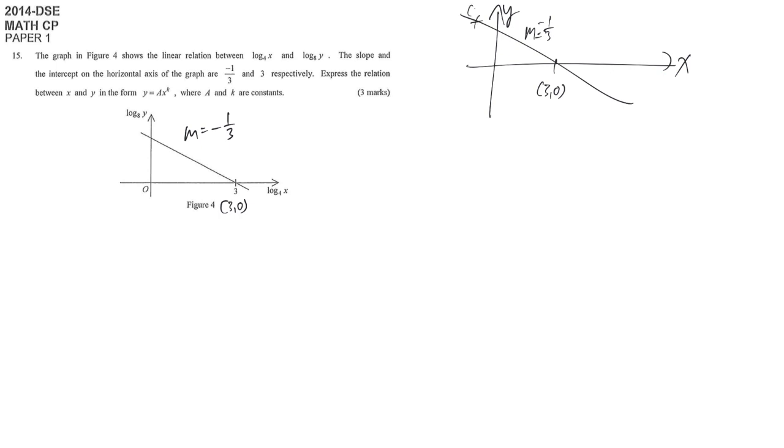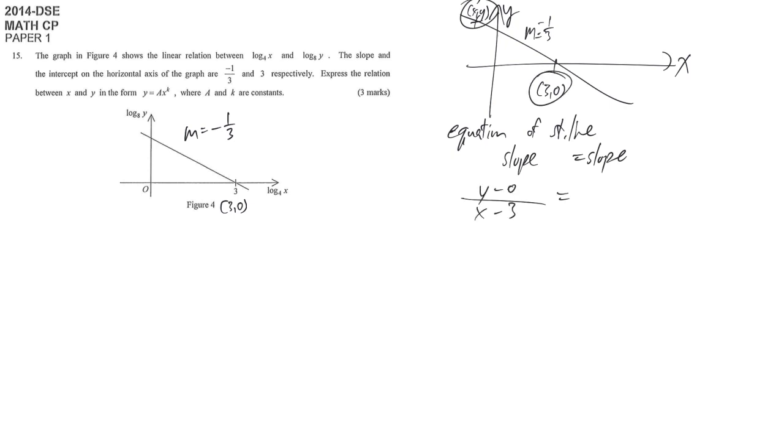So for any general point (x, y) to form a straight line, slope is equal to slope. So we are going to write y compared with 0, x compared with 3 should yield negative 1 over 3. We know that y is equal to negative 1 over 3 x and then plus 1. So that's our graph. And then in this exercise, we just change every y to log 8y, every x to log 4x.